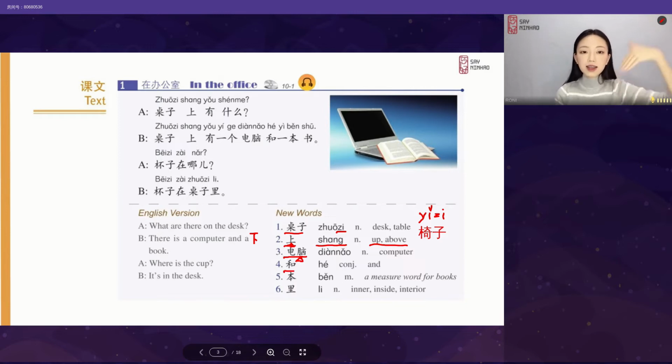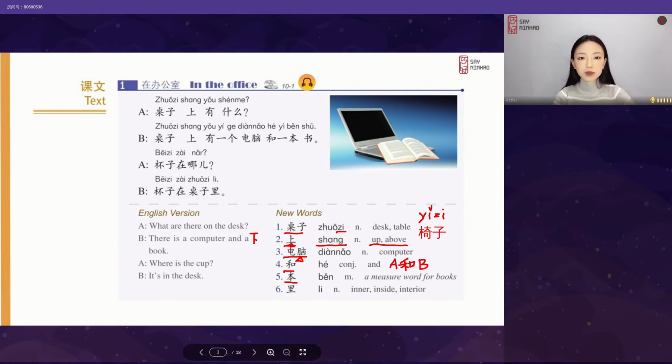Okay, now let's move on to the next word. 和. Read after me, please. 和. It means and. So whenever you want to express A and B, you can say A 和 B. This is the way to say A and B. For example, in the warm-up part, we've learned father and mother, which is 爸爸和妈妈.